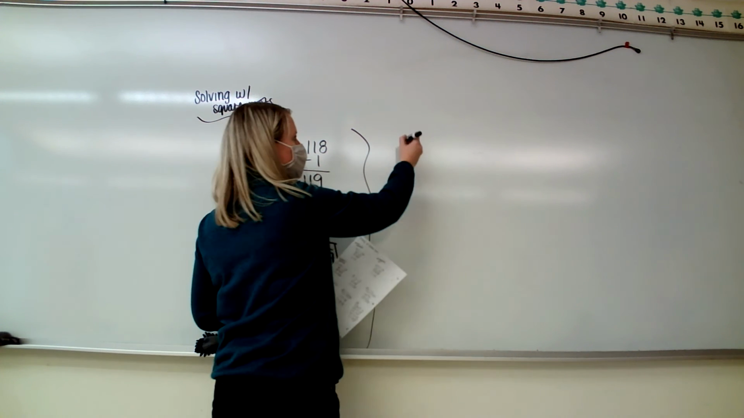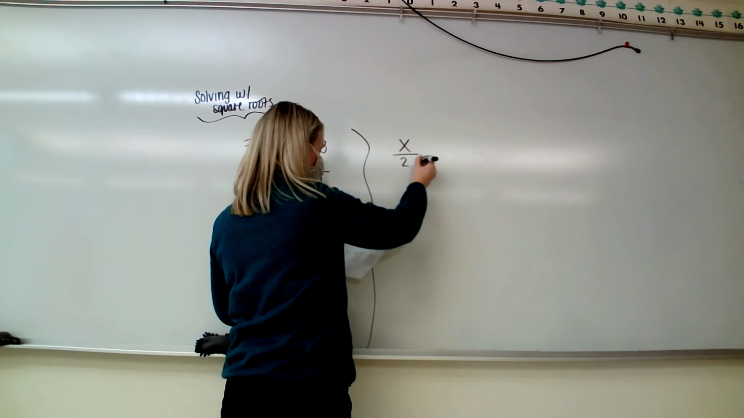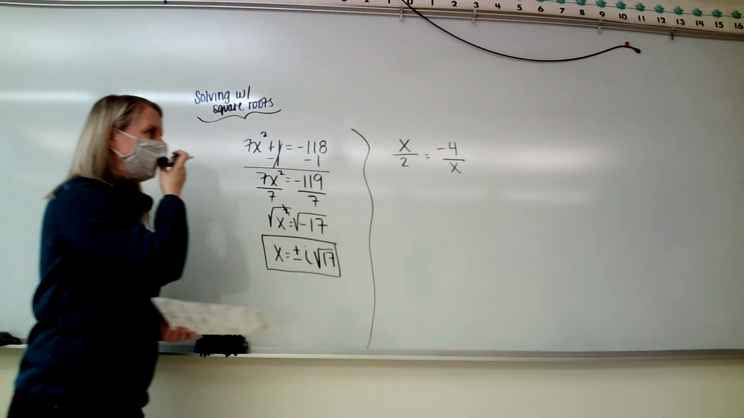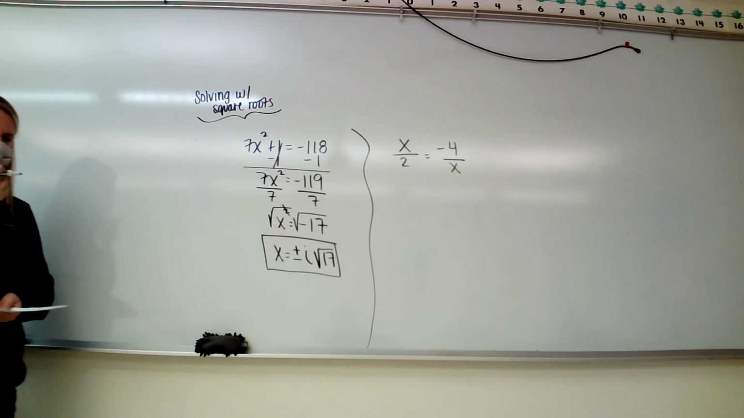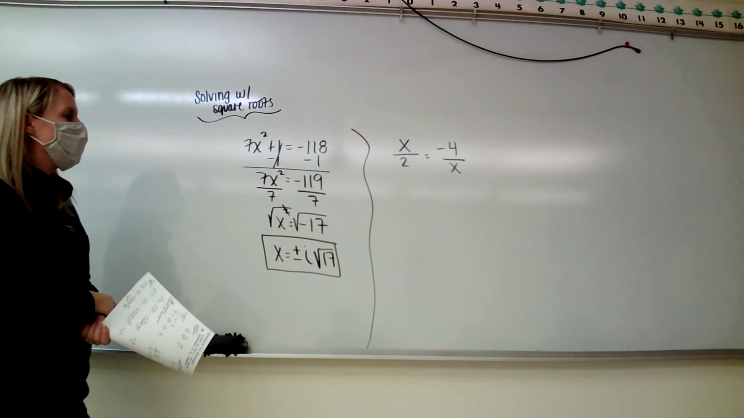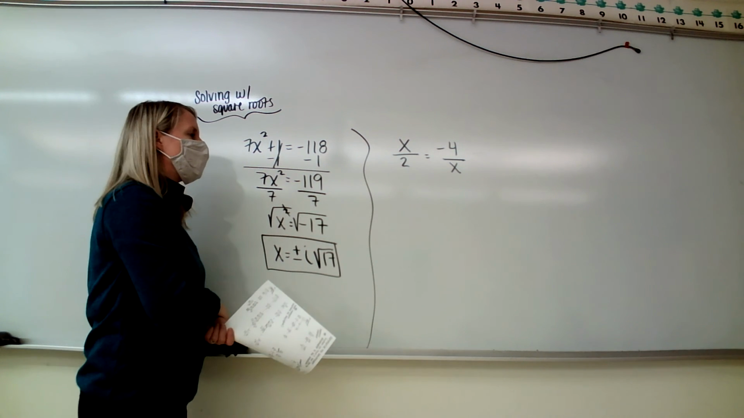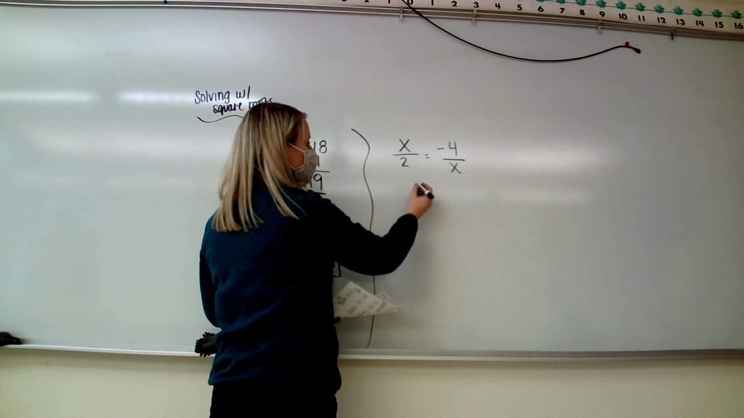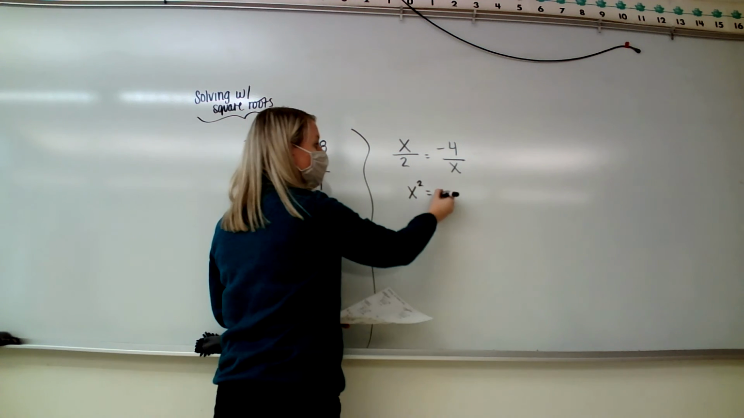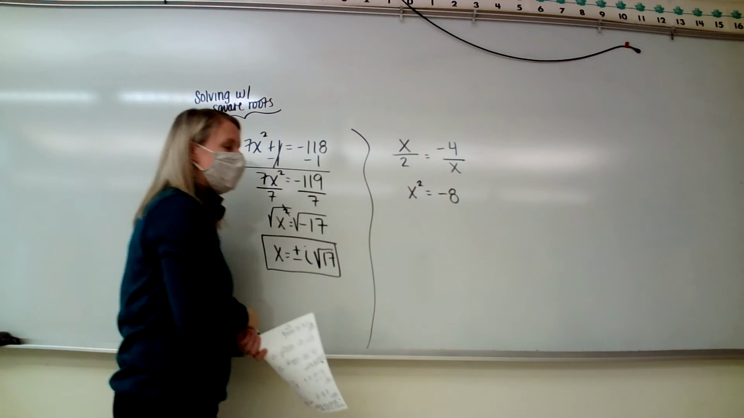So here's a little different setup. Not that it's necessarily harder. We know that. That's called a proportion. We just did a whole fraction chapter, for goodness sake. So to solve a proportion, we're going to cross multiply. I'm going to get x squared equals, and that would equal negative 8. Okay, so that was a pretty easy setup.